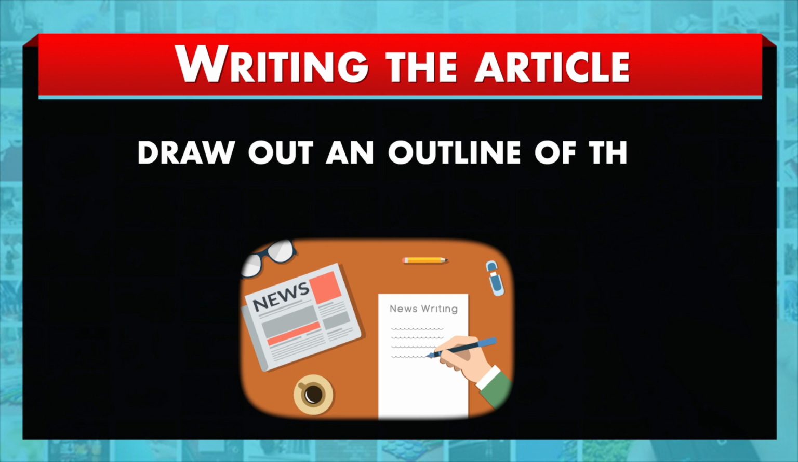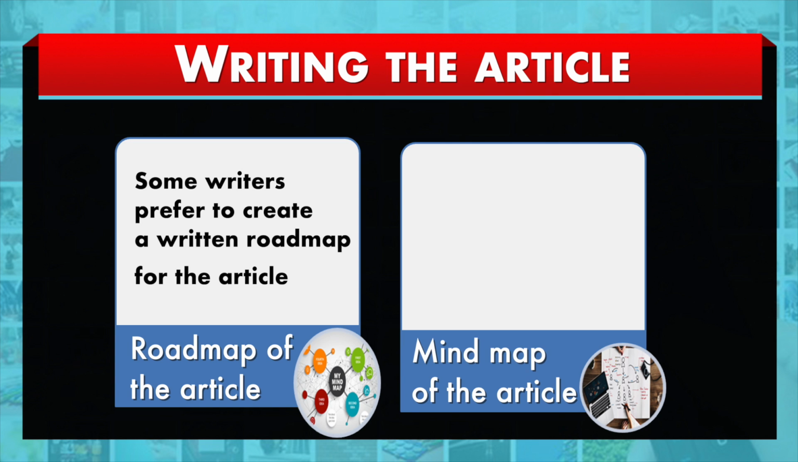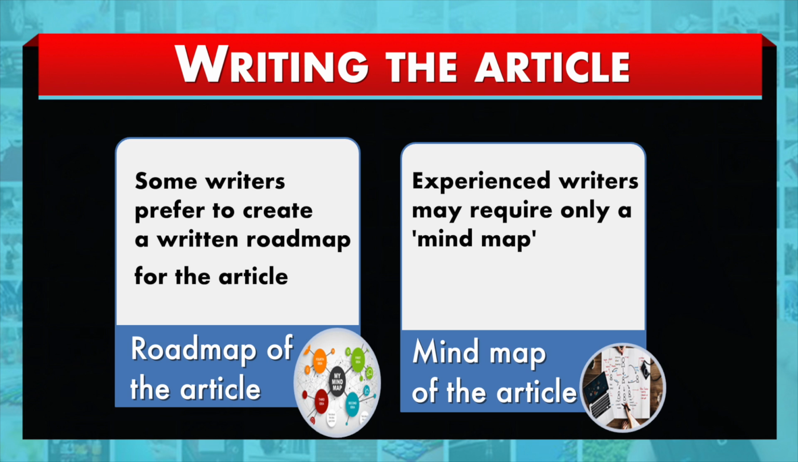After choosing the relevant information, one needs to draw out an outline of the whole article. Some call it a mind map, while others may refer to it as a roadmap of the article and areas that need to be focused on in the article. Some writers prefer to create a written roadmap for the article, while experienced writers may require only a mind map. It usually depends on the experience of the writer and his/her skills.